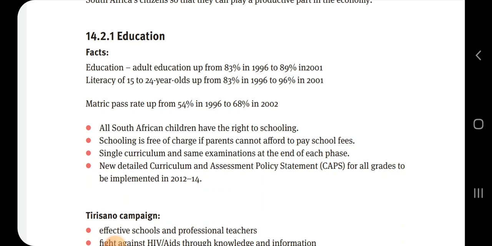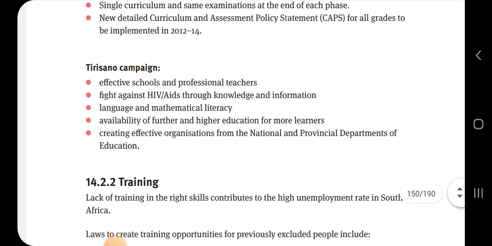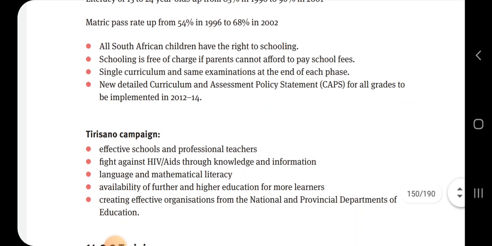So after 2012, the curriculum of South Africa changed to CAPS. And then we have the Tirisano campaign. To also help with education, they introduced the Tirisano campaign so that there would be effective schools and professional teachers to fight against HIV and AIDS through knowledge and information.